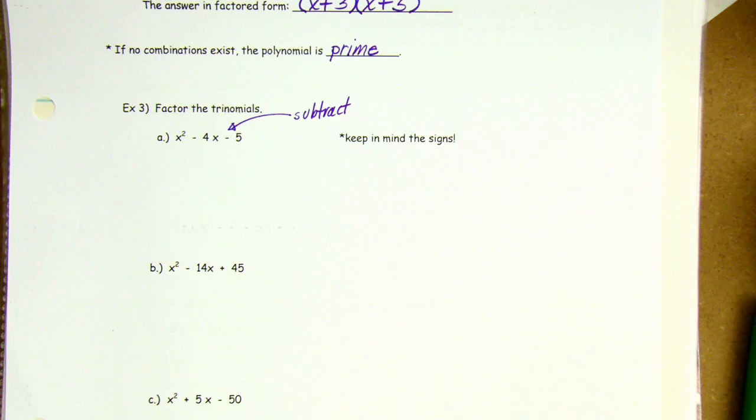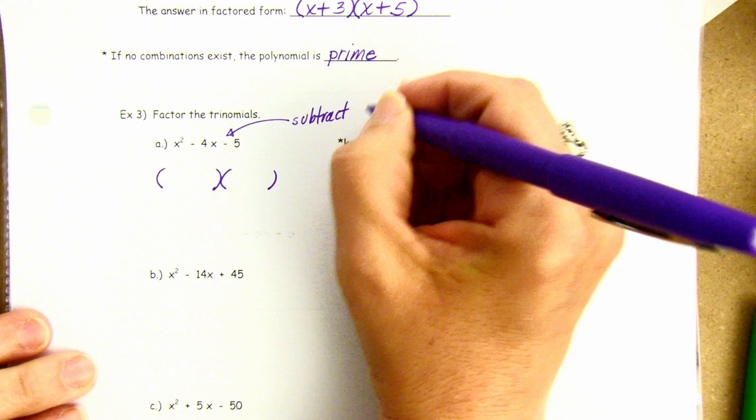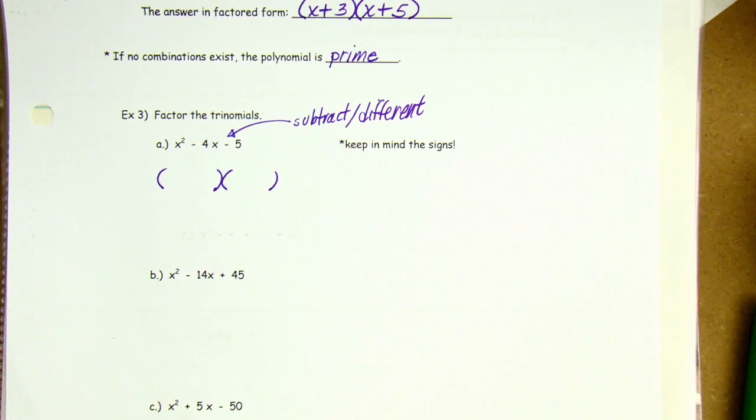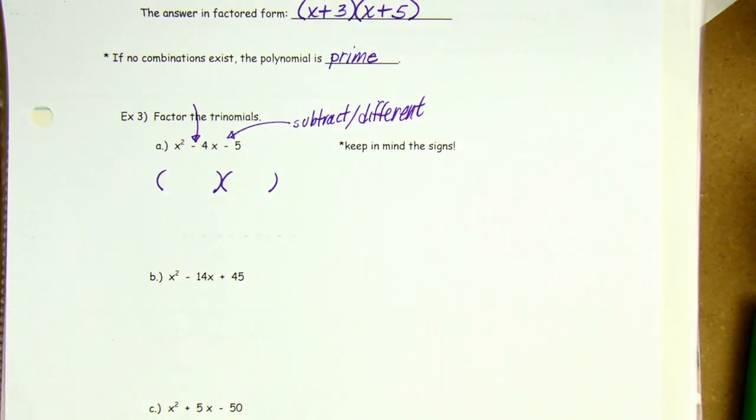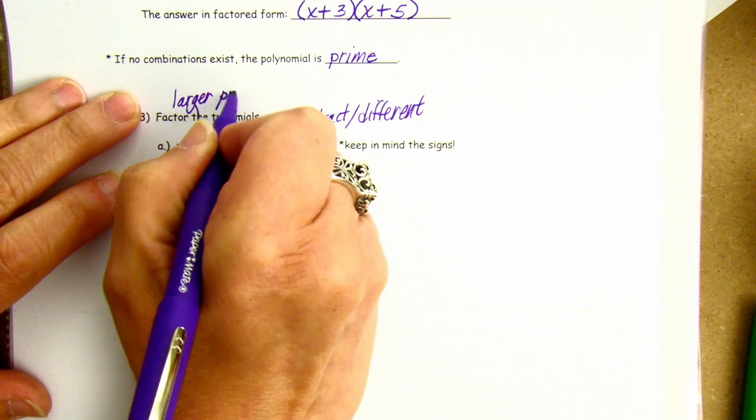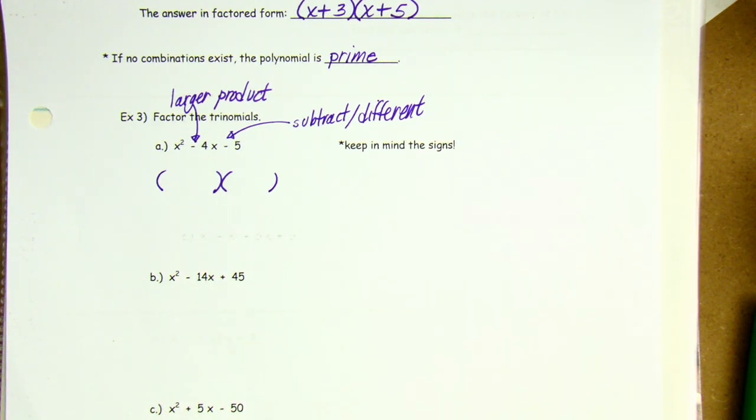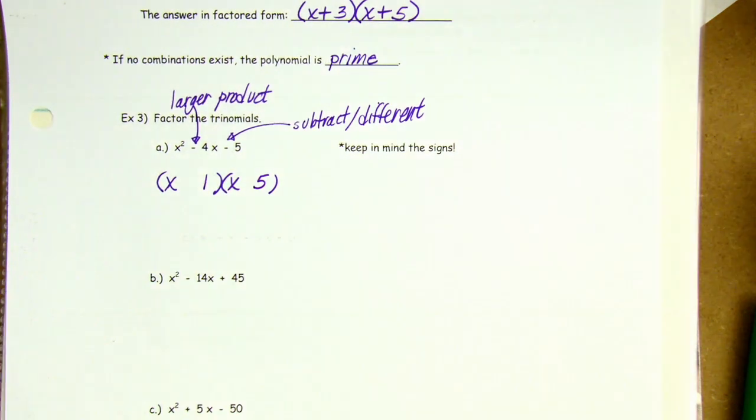And not only are you going to subtract, but when you set up your two binomials, the signs in those are going to be different. And when they are different, that's going to tell us the sign of the larger product. And we'll talk about what I mean by larger product in a moment. Okay, so what two numbers multiply to 5 that when I subtract give me a 4? Well, 5 is prime. There are only 2. So it's got to be 1 and 5. We know the signs are different.